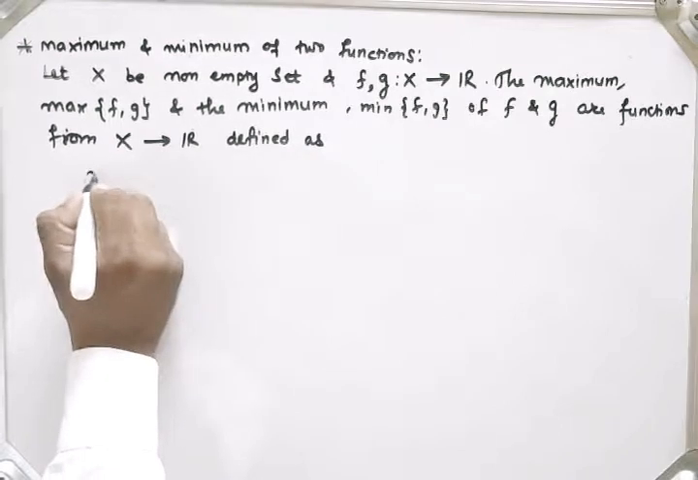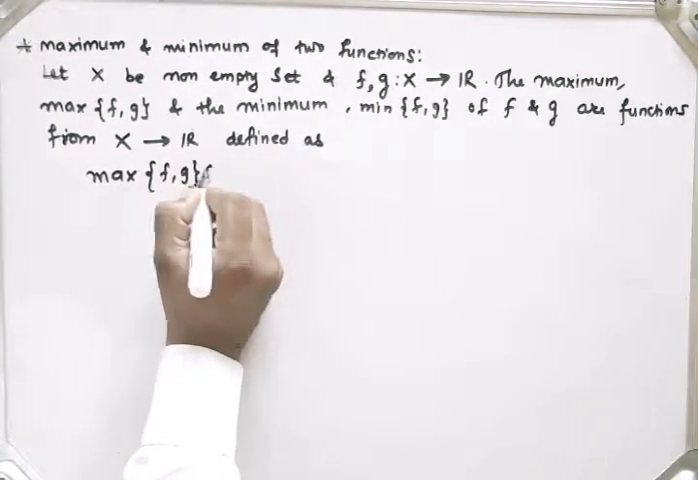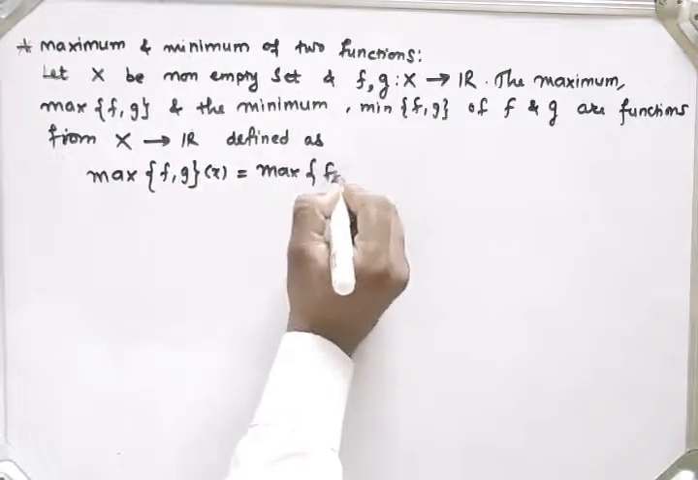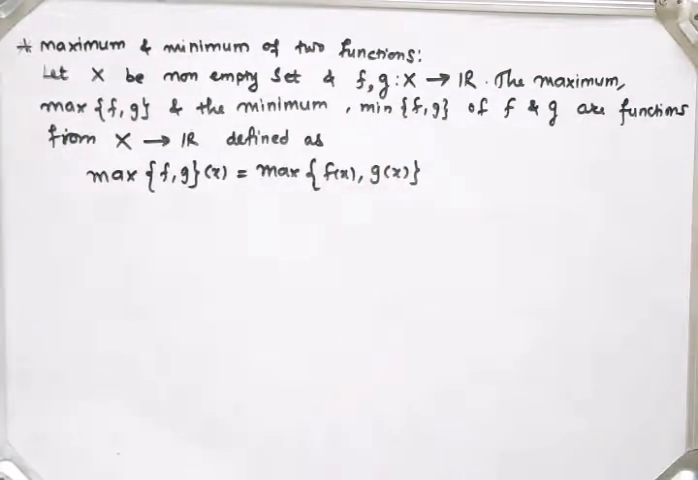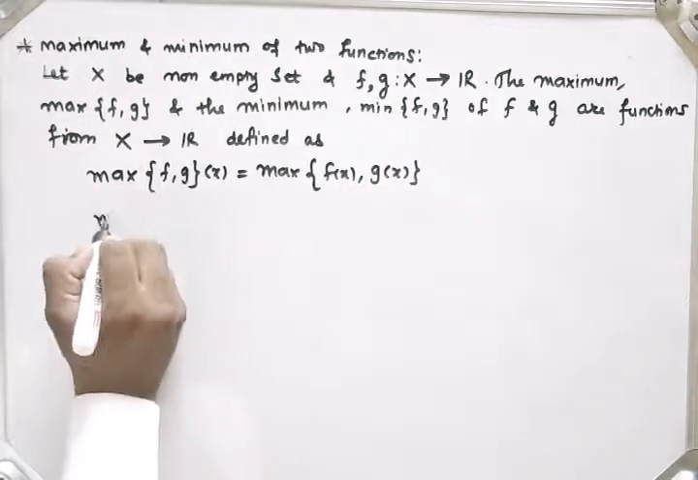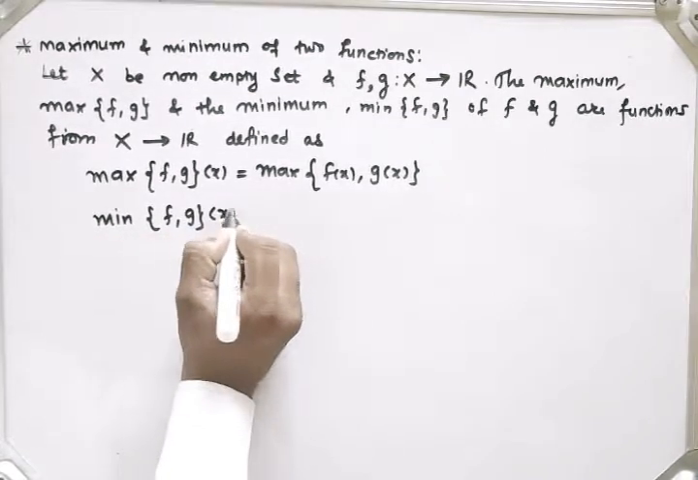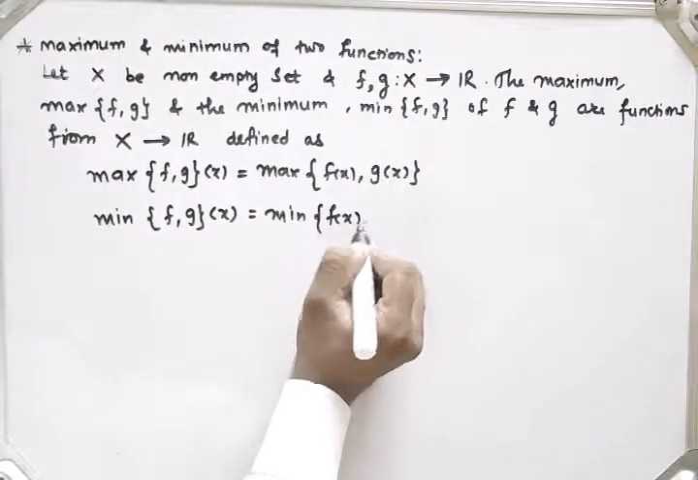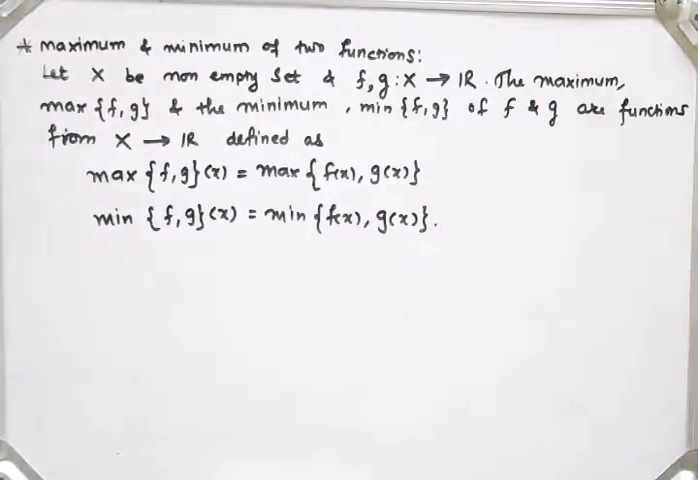So defined as: maximum of fg of X is equal to maximum of the functions f of X and g of X. This is maximum, and minimum of fg of X is equal to minimum of the two functions f of X and g of X. This is the definition for maximum and minimum of two functions.